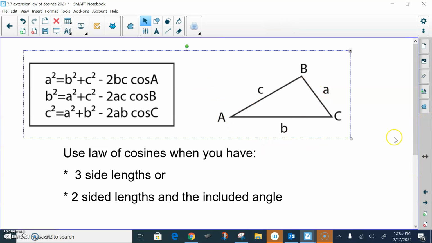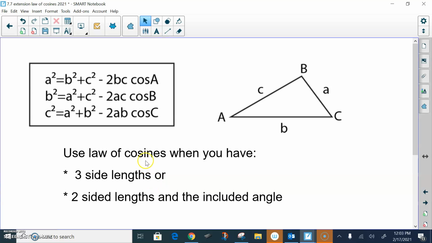Now there's another formula called law of cosines, and you're going to use this formula when you have three side lengths or you have two side lengths and the included angle. Now the angle is not across from one of those sides. And again, it doesn't have to be a right triangle. Any kind of triangle works. And here's the formula, and you could probably guess it's derived from the Pythagorean theorem. So let's go ahead and give this a try.